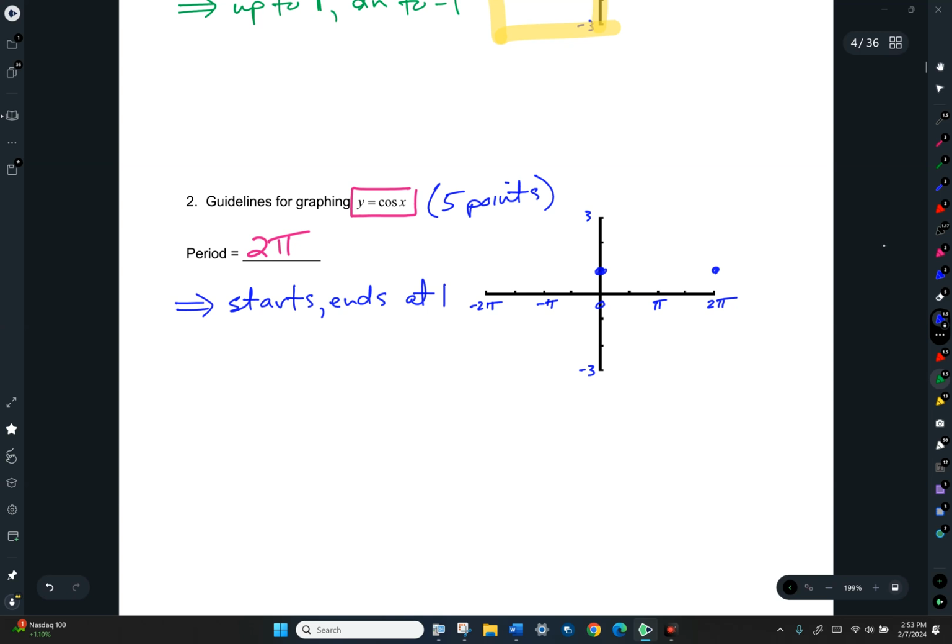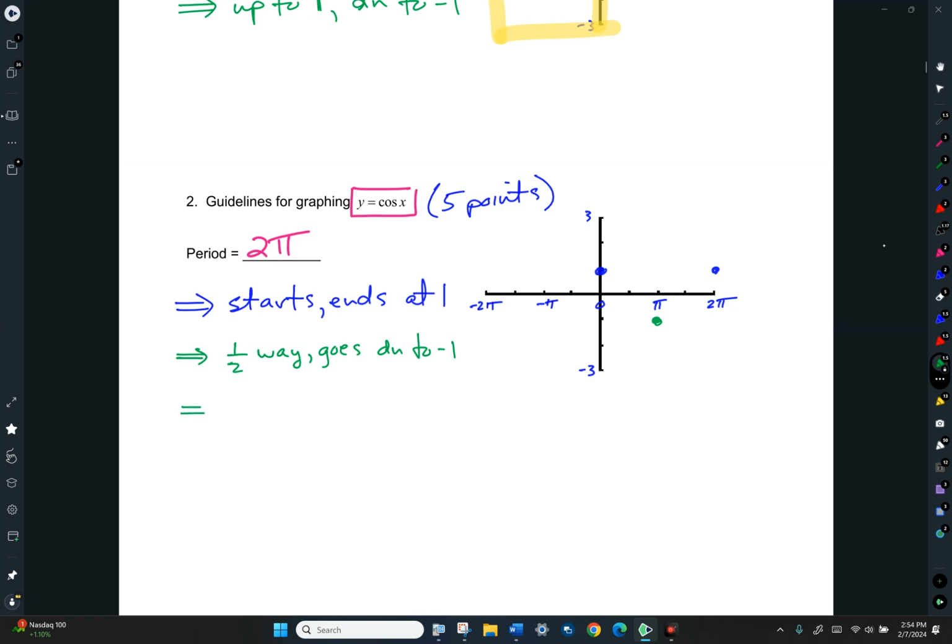Okay, and then for my next point, I know that halfway between the beginning and end, it goes down to -1. So I'm going to say here, halfway, it goes down to -1. So the halfway in this case would be at pi. It goes down to -1. And so that's 3 points.